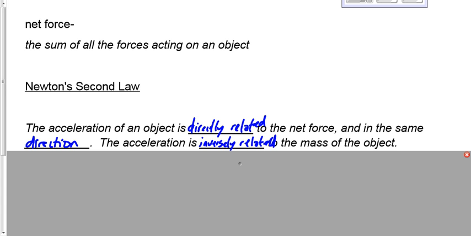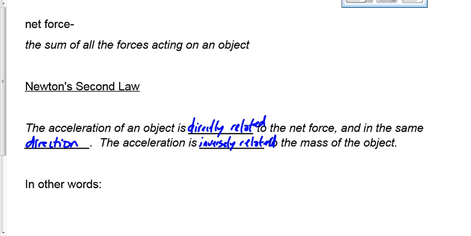Acceleration is inversely related to the mass of the object. So as force goes up, acceleration goes up. But as mass goes up, acceleration goes down. Inversely related, yeah. In other words, the acceleration is equal to the net force over the mass.